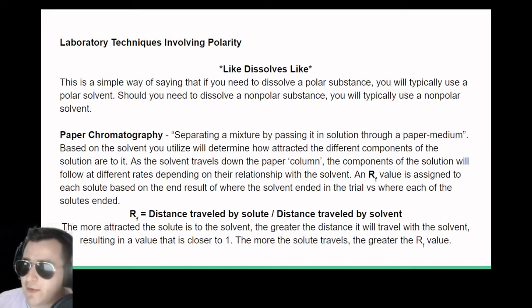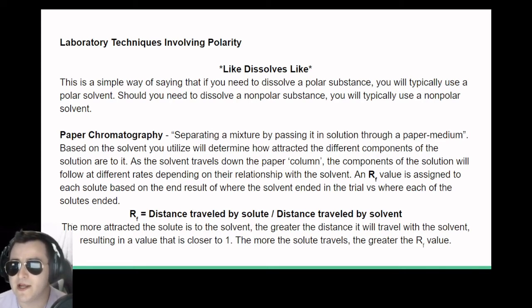Now we get into a little more new stuff. Some techniques involving that polarity we were just talking about. The textbook rule is like dissolves like. And what that means is if I need to dissolve something that's polar, then I use a polar solvent. If I need to dissolve something that's nonpolar, then I use something that is nonpolar.